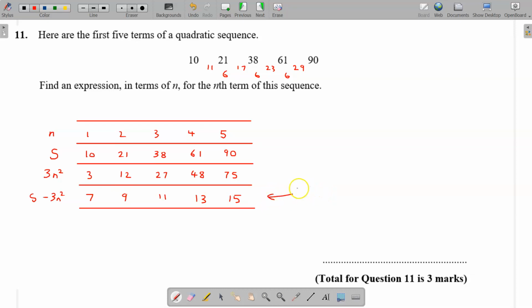So this is the sequence 2n plus 5. The reason it's plus 5 is because the term before the 7 would be a 5. The 0th term is 5. So the formula for our whole sequence is made up of the quadratic part plus the linear part. So it's 3n squared plus 2n plus 5.